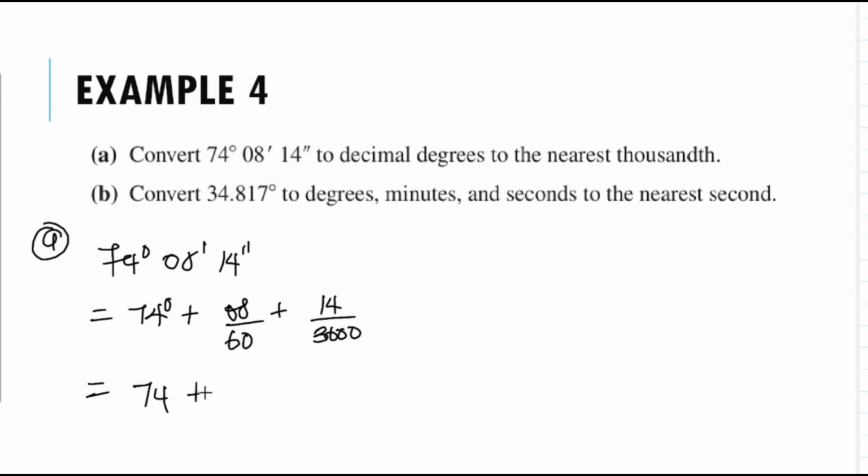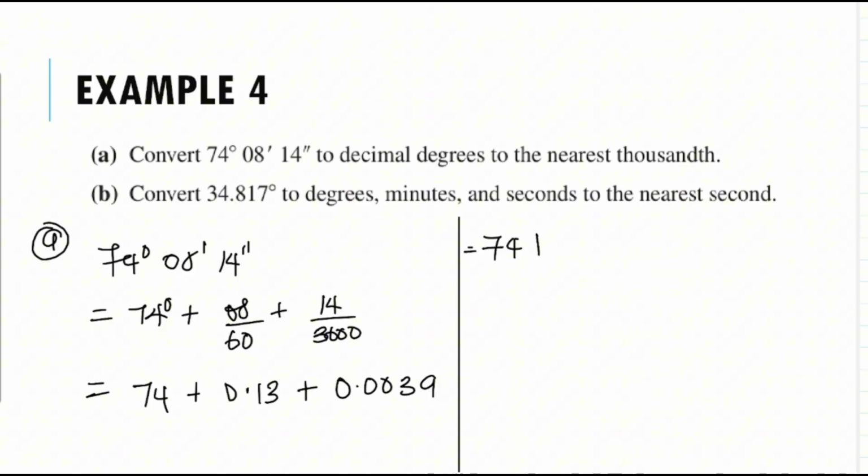And that would be 74 plus 0.13 plus 0.0039. So if we add everything together, we're going to have this answer. So that will be 74.1339. So this is what we have, and then our answer to the nearest thousand will be 74.134 degrees. So this is how you convert. You divide the minute by 60, divide the second by 3,600, and then you have the answer.